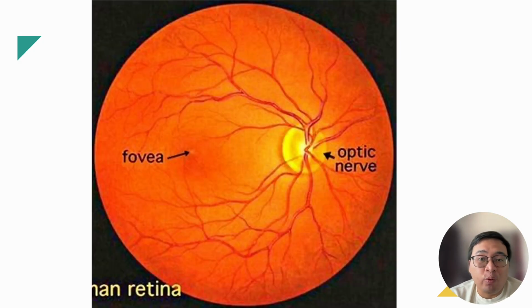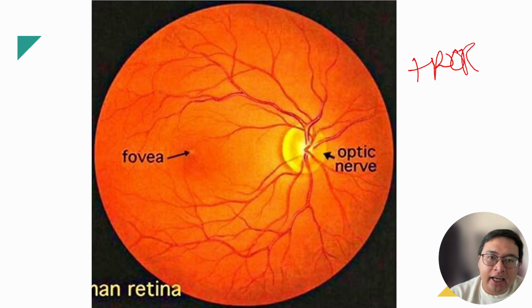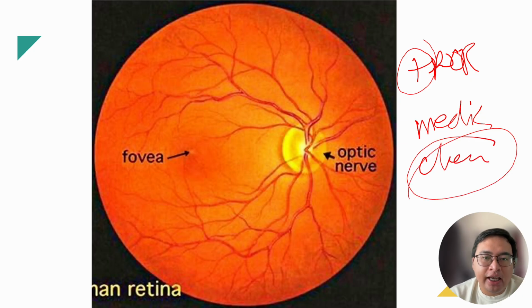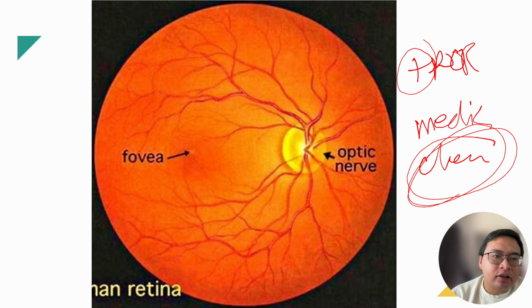So when you do fundoscopy, what will you see? The first thing you will see is of course the red-orange reflex, which is the reflection of the light back because of the retina. Okay? Aside from that, you should also check the media. Is it clear? Or can you see any abnormalities? Is it hazy?